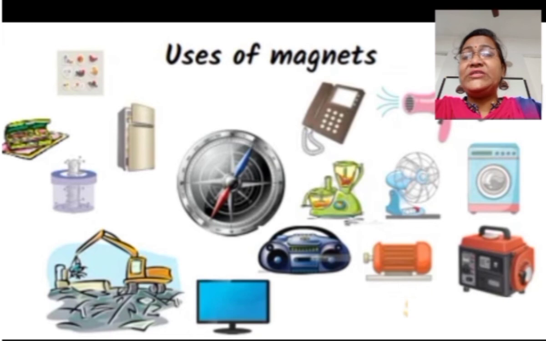non-magnetic materials. Magnets are used to make compasses, and magnets are also used in telephones, hair dryers, mixers and grinders, fans, washing machines, television sets, tape recorders, electric motors, electric generators, and various types of toys.